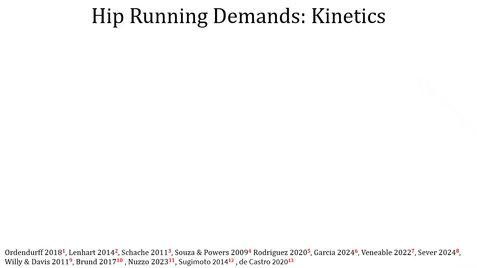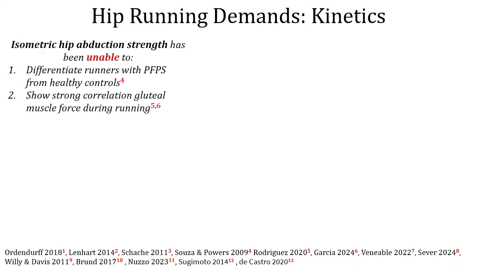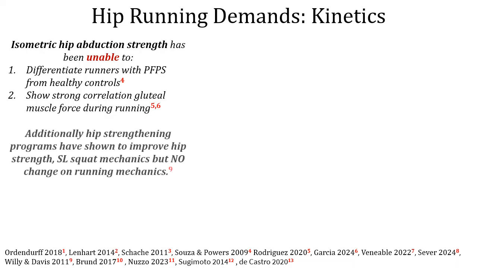So I alluded on the previous slide to the importance of the type of muscle contraction of the hip abductors, and this slide just delineates that a little bit further. Isometric hip abduction strength has been unable to differentiate runners with patellofemoral pain syndrome from healthy controls, and shows no strong correlation with gluteal muscle force during running. And additional hip strengthening programs have been shown to improve hip strength and single leg squat mechanics, but with no change in running mechanics.